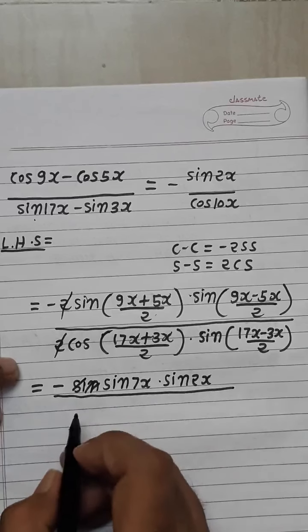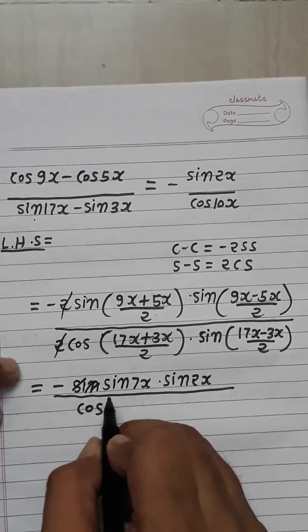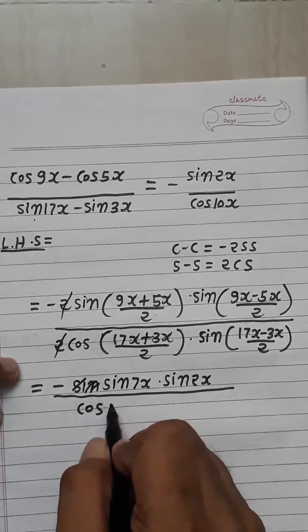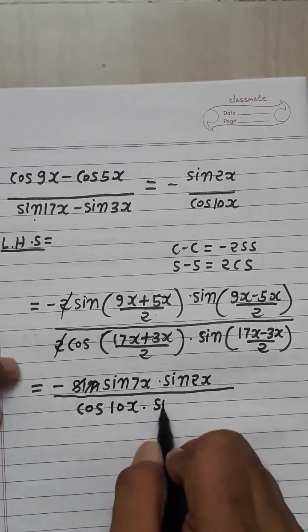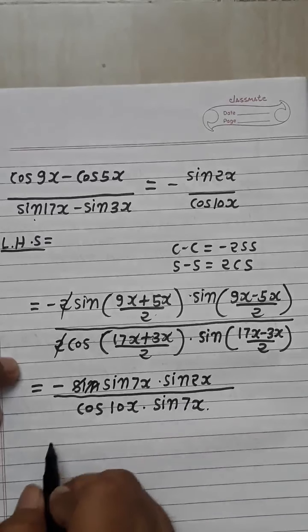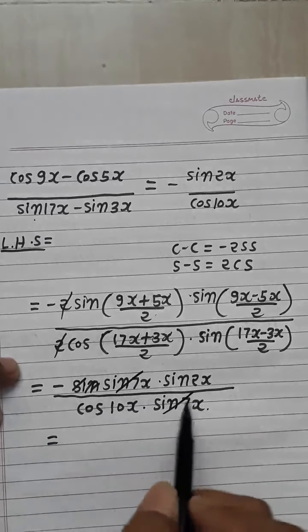Upon, in the denominator term, cos of (17x plus 3x, that means 20x divided by 2), so 20x divided by 2 means 10x, into sin of (17x minus 3x divided by 2), so again here we can write sin 7x. Now sin 7x cancels out in the numerator and denominator, so the remaining term is our answer. So the answer is minus sin 2x upon cos 10x.